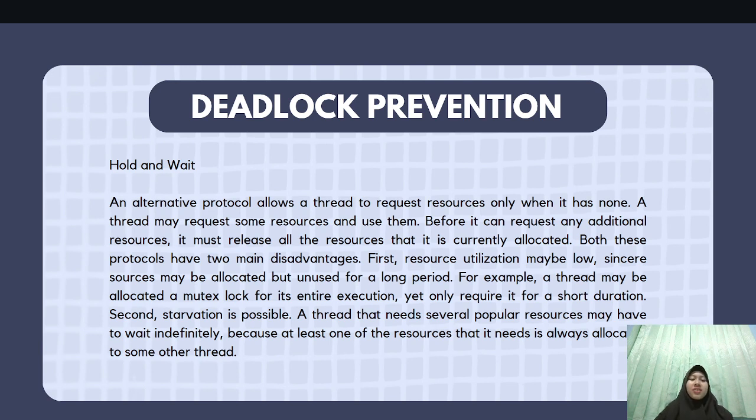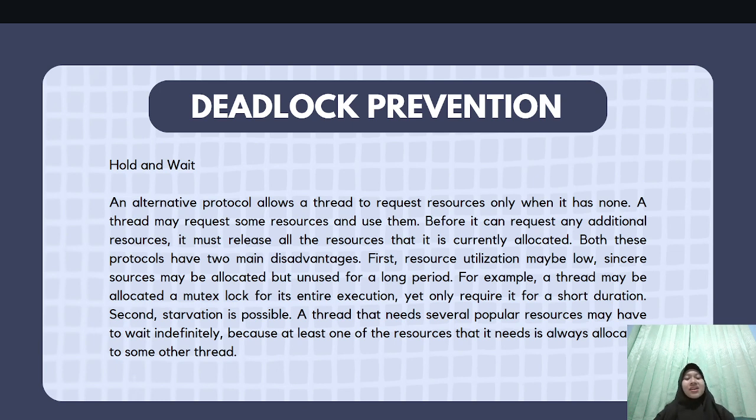Okay, the next one is hold and wait. An alternative protocol allows a thread to request resources only when it has none. A thread may request some resources and use them. So here we can see that a thread can request some resources to use. Before it can request any additional resources, it must release all the resources that it is currently allocated.